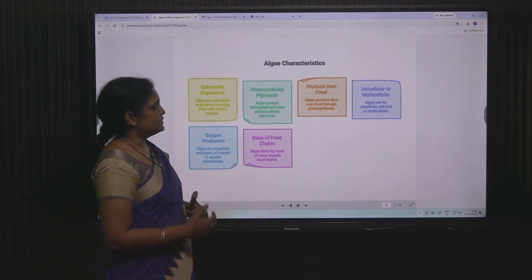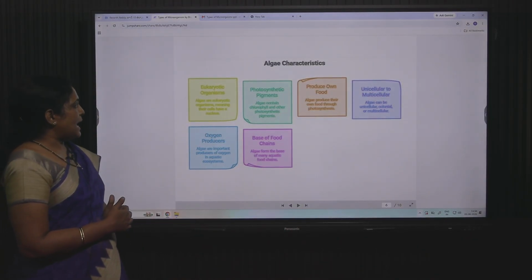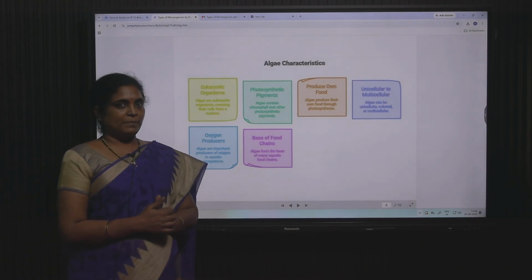And coming to the next one, algae. So, algae is also a eukaryotic microorganism.